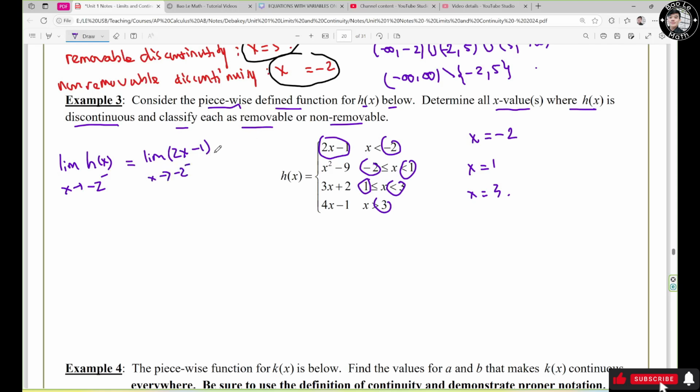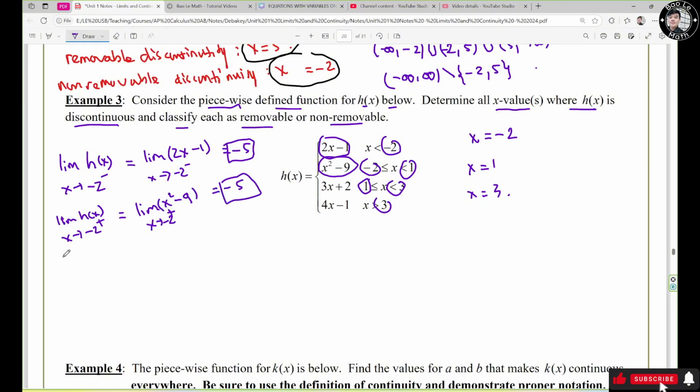So you substitute -2 for s, so the answer must be -5, right? Now you need to find the limit of the function h of s when s approaches -2 plus, right? It's going to be this one right here. So the limit of the function s squared minus 9 when s approaches -2 plus. Alright, so I substitute -2 for s, I have -5, right?